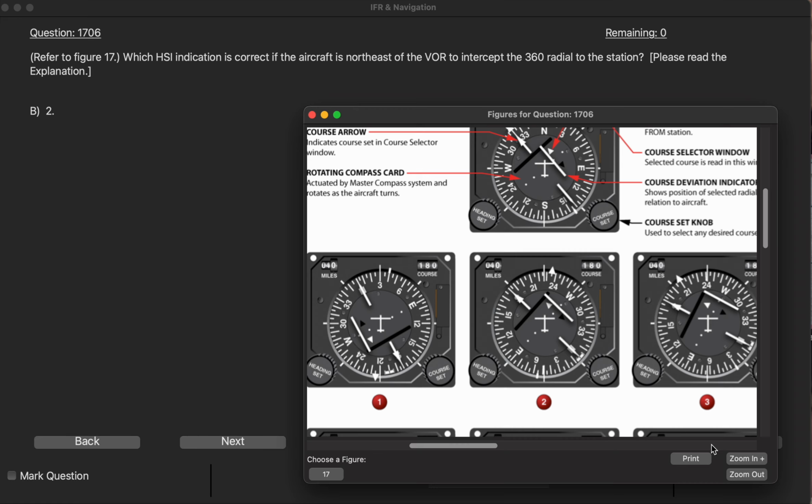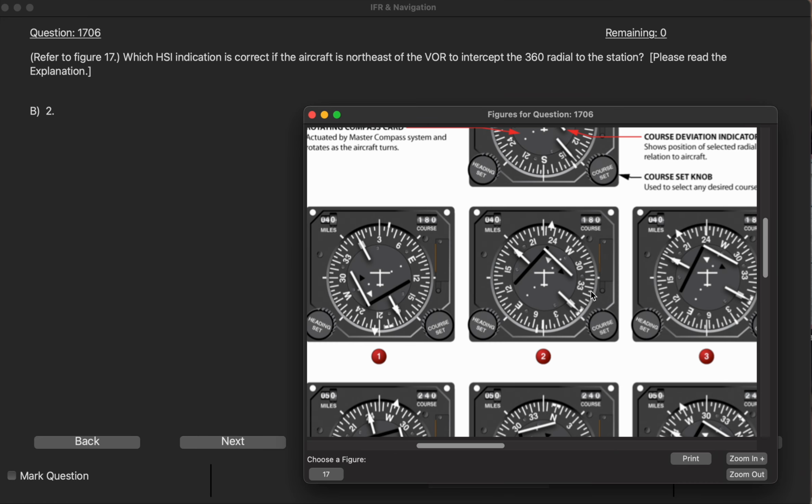Refer to figure 17. Which HSI indication is correct if the aircraft is northeast of the VOR to intercept the 360 radial to the station? And that's going to be number 2.